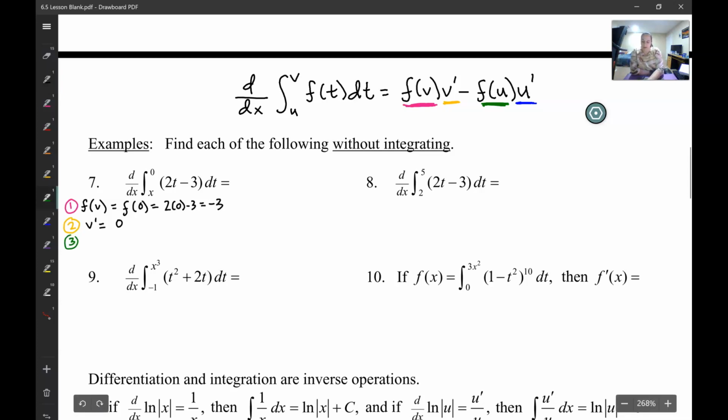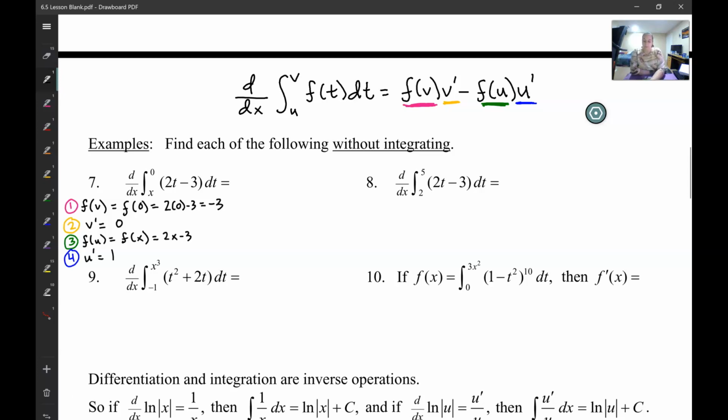Step 3, I need to find f of u, where u is my lower limit. So this is going to be f of x, because x is my lower limit. So I'm just going to plug x in to get 2x minus 3. And step 4 is u prime, which is the derivative of my lower limit. So the derivative of x is 1.